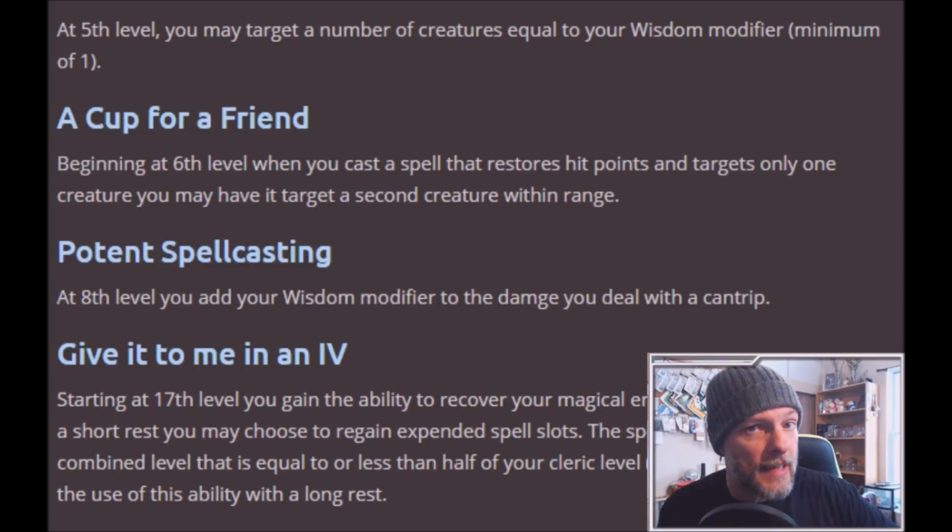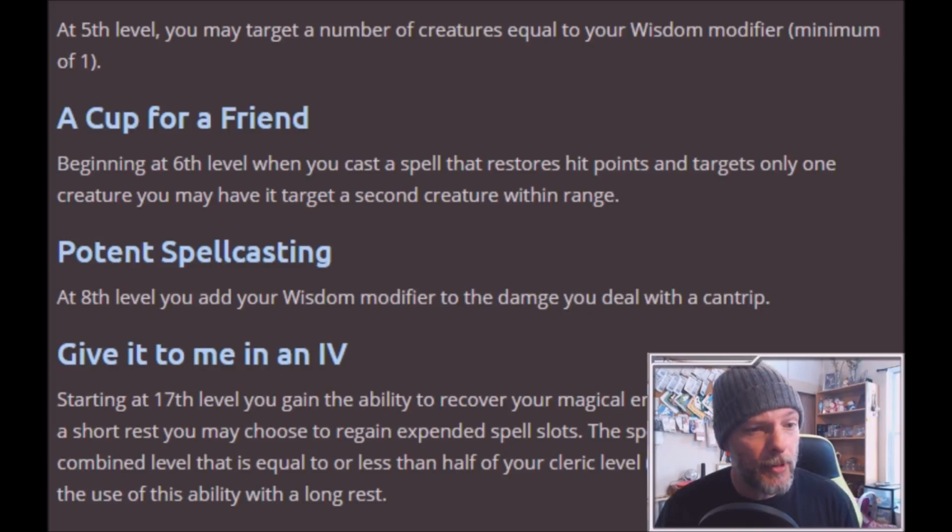Our next ability is at 6th level, and that is a cup for a friend. So beginning at 6th level, when we cast a spell that restores hit points and targets only one creature, we can have it target a second creature within range. Fair enough, easy, and pretty cool.